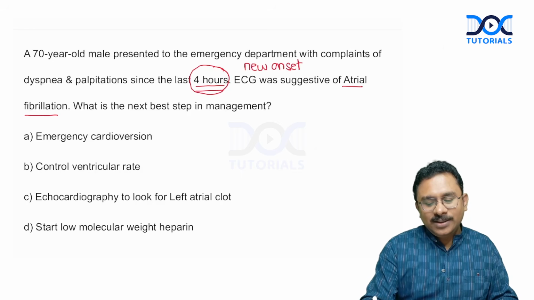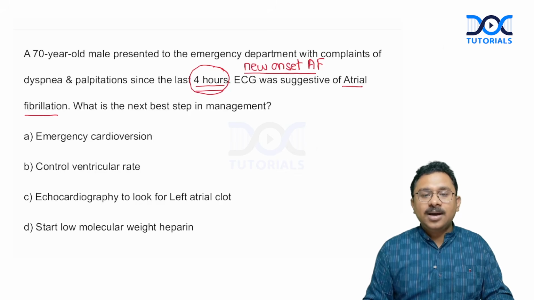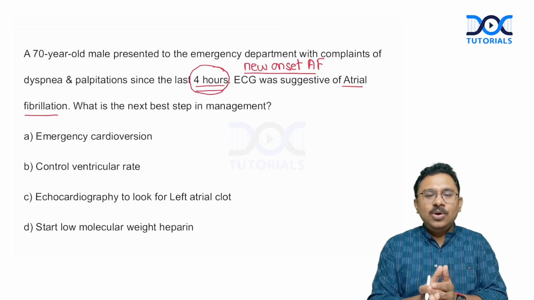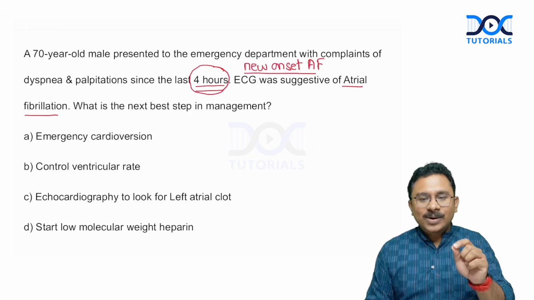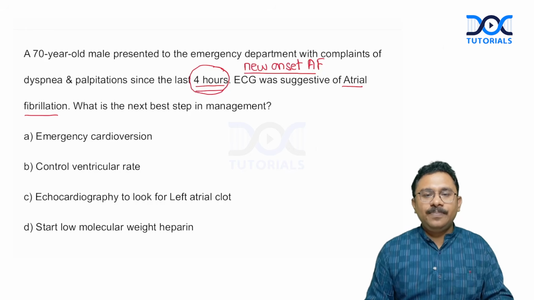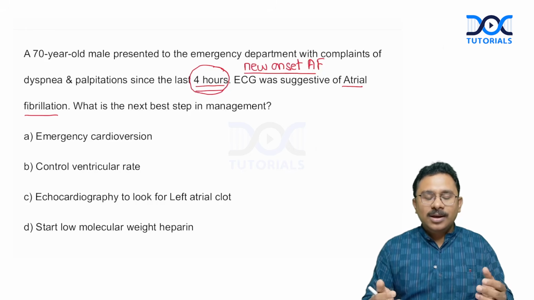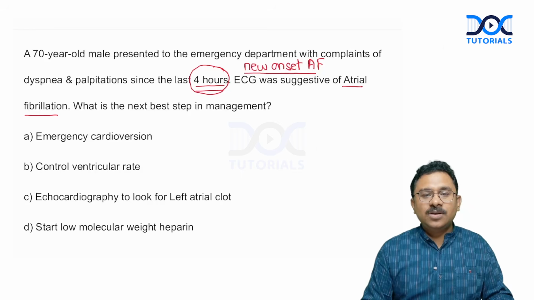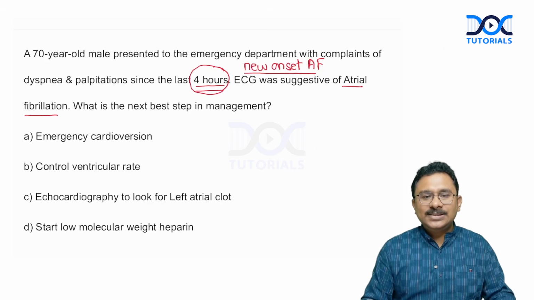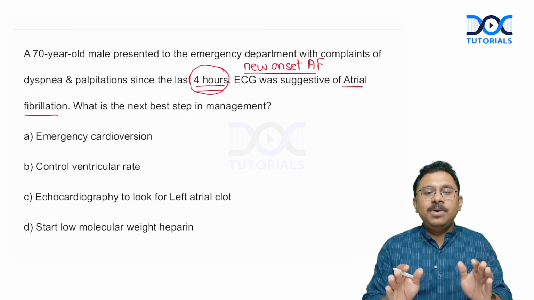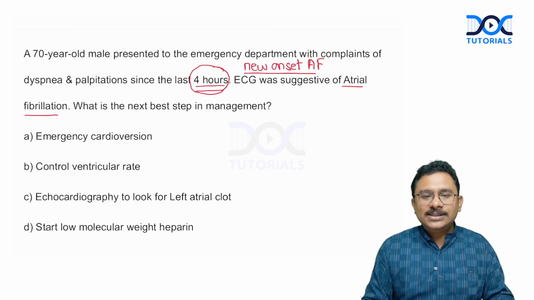New onset, because when the duration of the AF onset is less than 48 hours, you call it new onset AF. So elderly with new onset AF, what is the next best step in the management? Now, had the question made any mention about hemodynamic instability, if the patient was in shock, definitely emergency cardioversion would have been an option, but that is not mentioned in the question. So this is a hemodynamically stable atrial fibrillation. That is what I would consider.